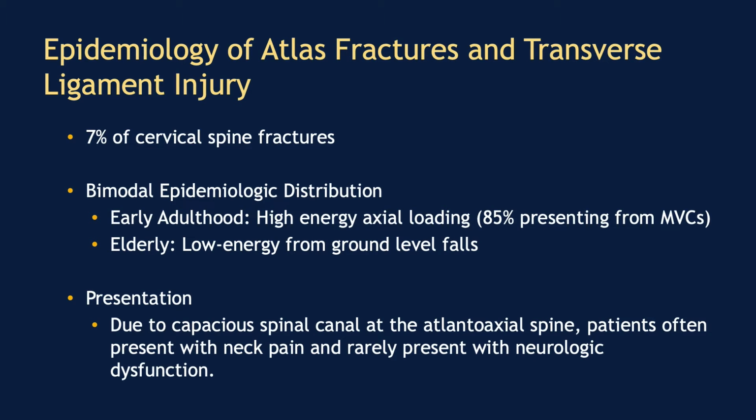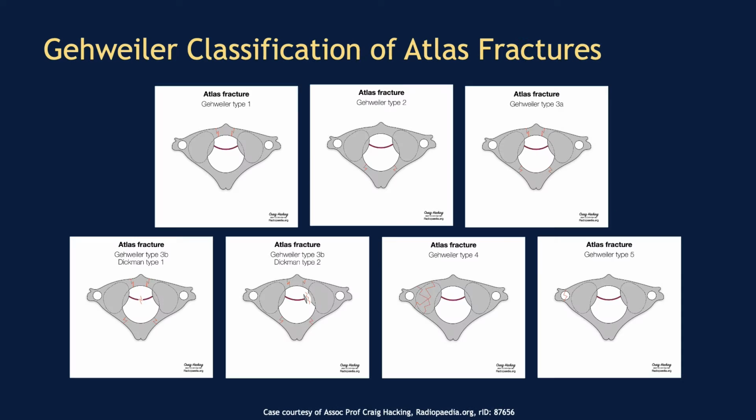Atlas fractures account for 7% of the cervical spine fractures encountered and have a bimodal presentation pattern. The injuries seen usually in early adulthood following MVCs or high energy axial loads lead to atlas fractures. The second distribution of prevalence occurs in the elderly, where osteoporosis and comorbidities lead to fractures of the atlas after lower energy trauma such as ground level falls. Lastly, given the relatively capacious nature of the canal at this level, patients with isolated fractures of the atlas will often present with neck pain only and no neurologic dysfunction.